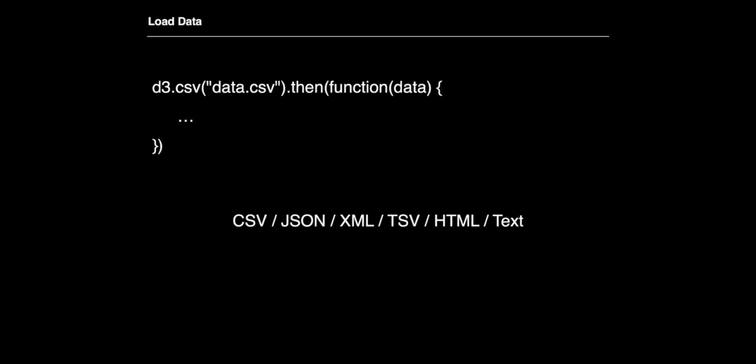So you can do a number of different data types. CSV is what we're going to be using today, but you could also do d3.json if you're using JSON, d3.xml if you're using XML, TSV, HTML, and text as well. So there's lots of different options when it comes to loading in data and the type of data you're loading in.